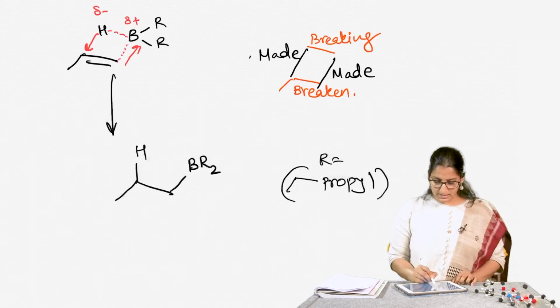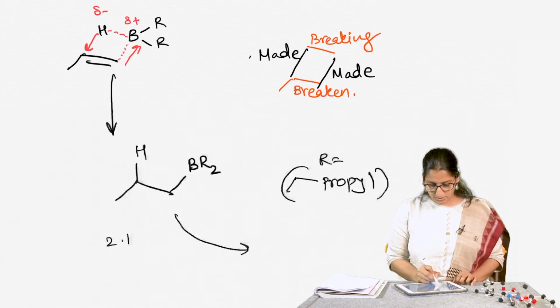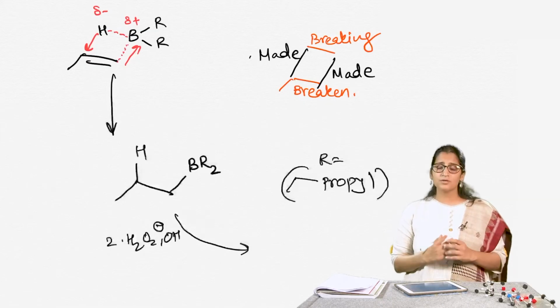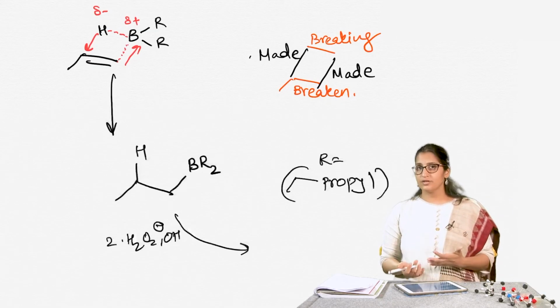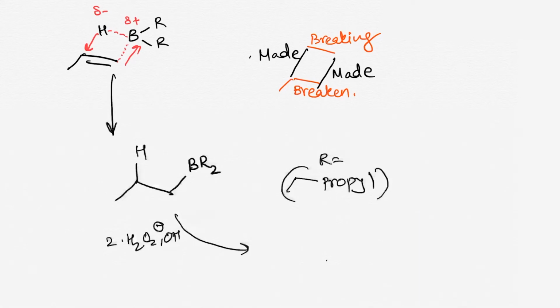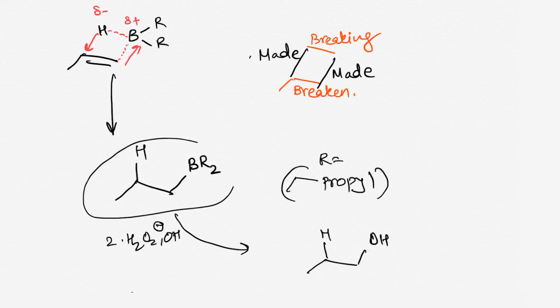After this, in the second step, as you react it with H2O2 and OH minus, I do not want to go over the mechanism, but you can simply remember it this way, that the boron will get replaced with the oxygen. So, we end up forming hydrogen and OH here. Because trialkyl boranes are really unstable, you typically never isolate this part. You do the reaction with H2O2 and OH minus and just isolate this as your final product.